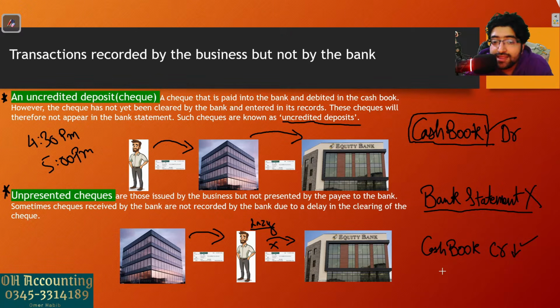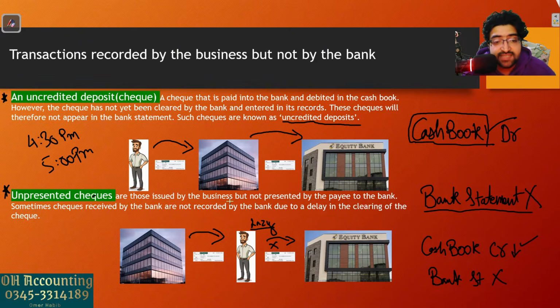But when you get the bank statement, it is not showing on the bank statement. It is missing. So how is that possible? This is only possible when that person did not go to the bank to collect the money. Maybe he delayed it. Maybe he thought he will go later, after a week or so. So it is possible in that case. So unpresented checks are those checks issued by the business but not presented by the payee. Payee is the person receiving the check. So not presented by the payee to the bank.